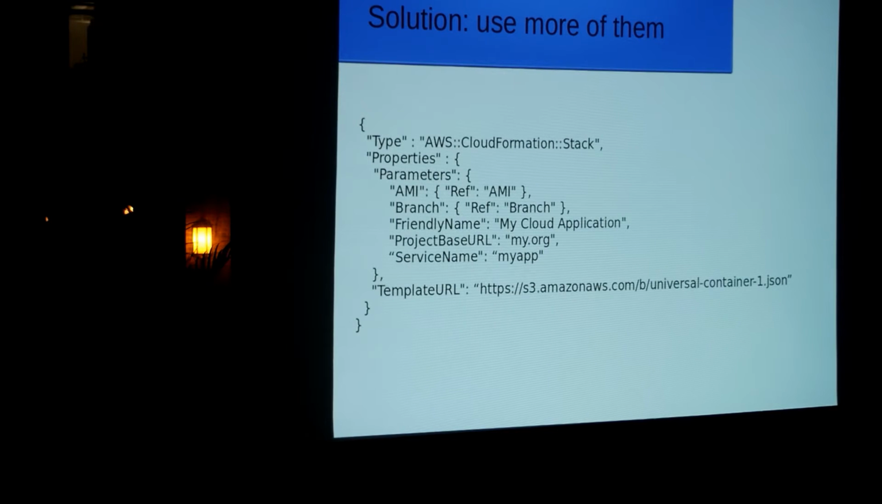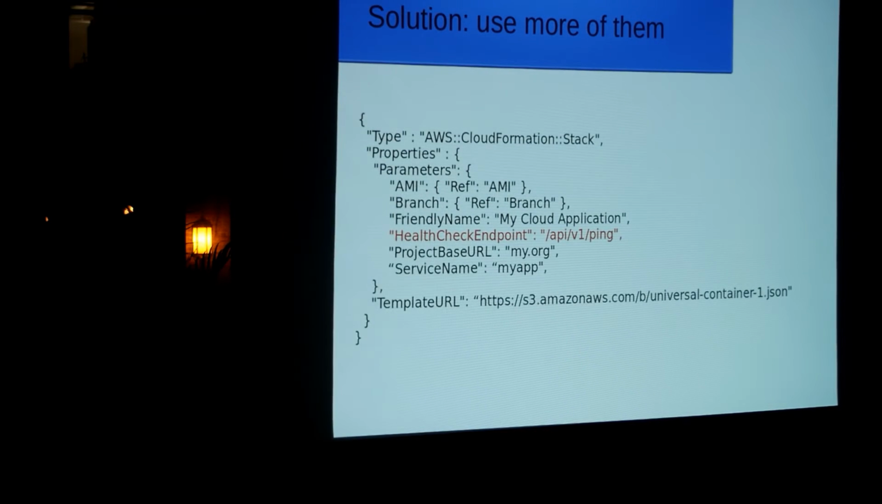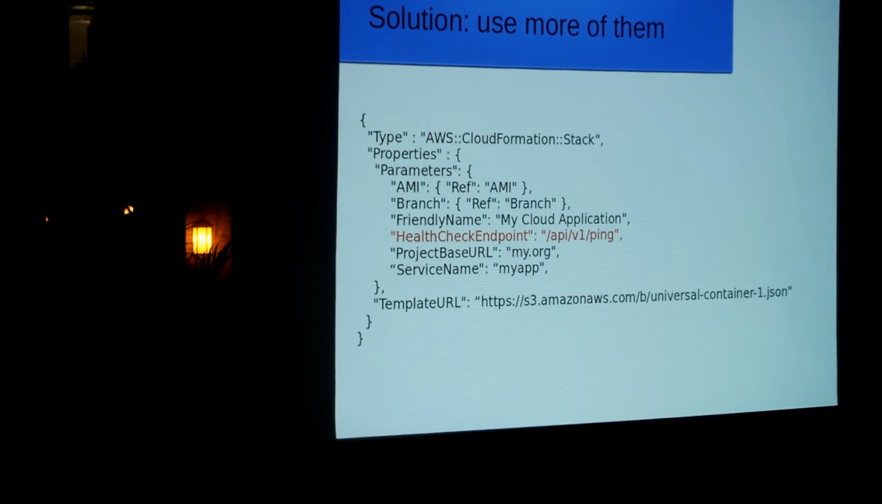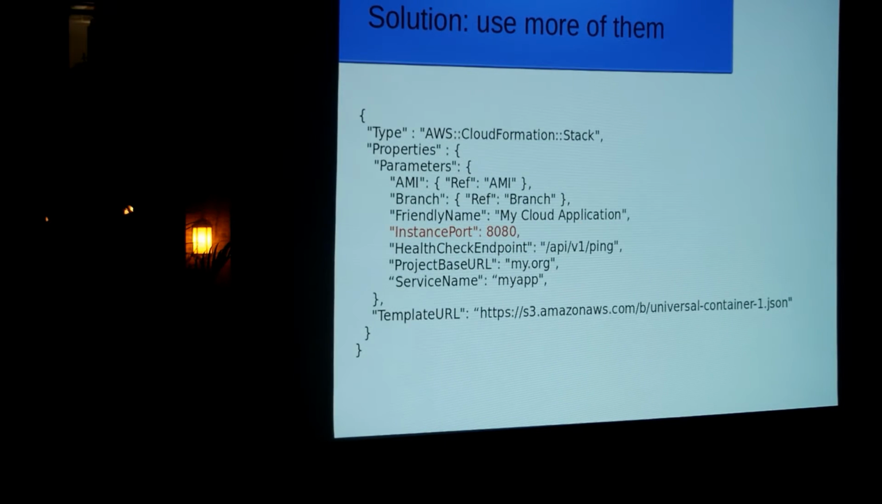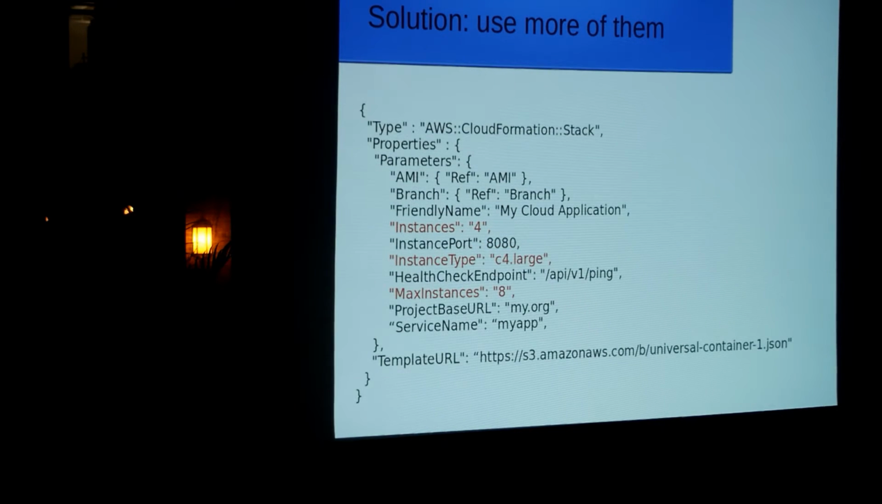Maybe your application runs on port 8080 instead of port 80. Well, okay, my notes are out of sync. Apologies. Maybe your application has its health check endpoint at /API/v1/ping instead of /ping. We can deal with that. Maybe it runs on port 8080 instead of port 80. Fine. Maybe your performance team says that your code sucks and it actually does need to run on 4 C4 larges. Sure, we can do that. That's really the idea that we have.